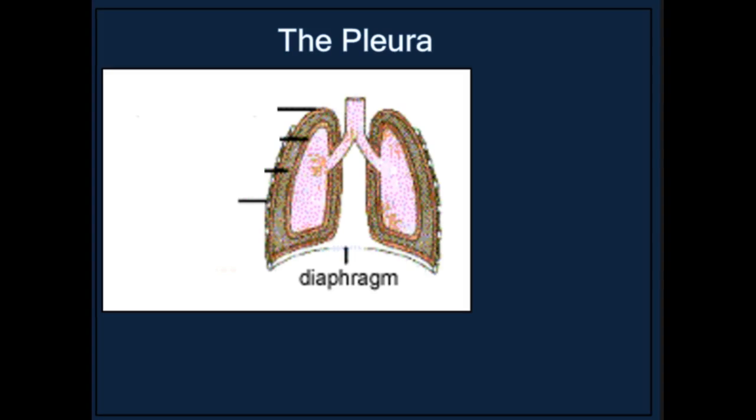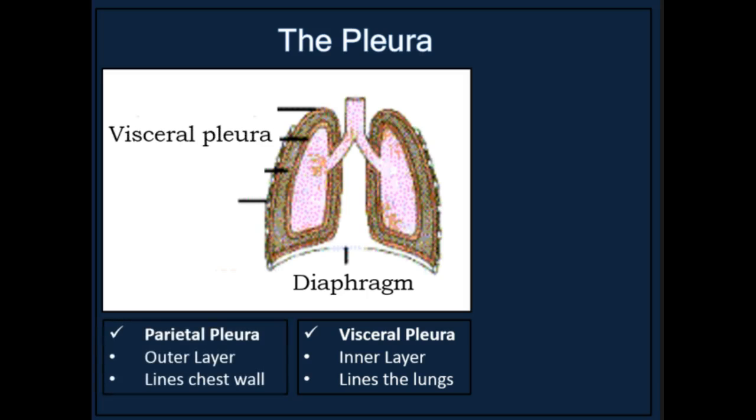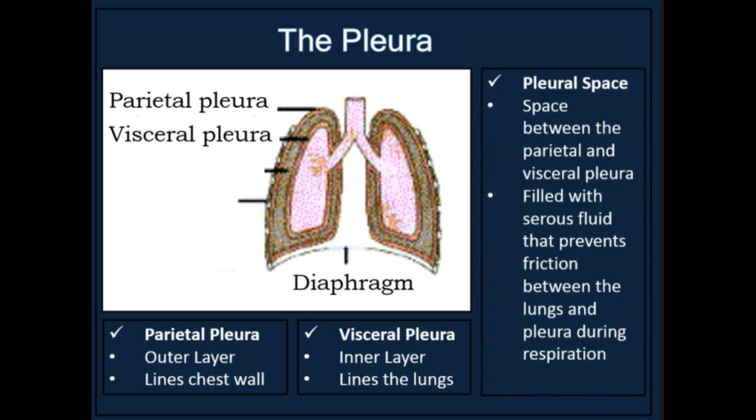They are surrounded by a double-layered serous membrane called pleura. The inner layer, or visceral pleura, lines the lungs. The outer layer is the parietal pleura that lines the chest wall. The space in between is known as the pleural space and is filled with serous fluid. The fluid prevents friction during respiration. It's easy to make a comparison between the pleura and the serous pericardium of the heart.